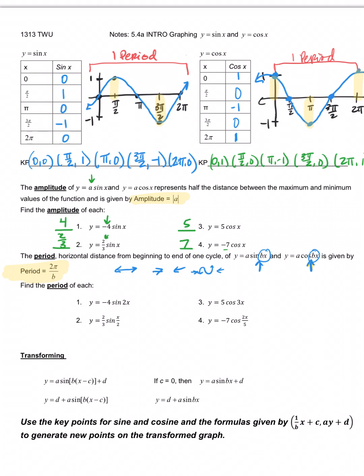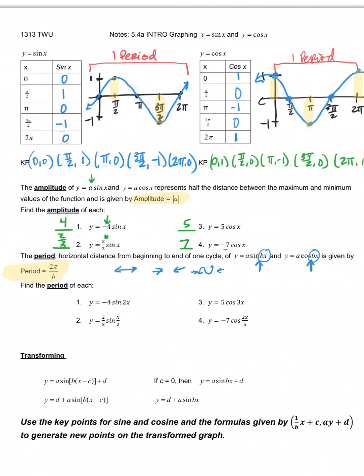So we take 2 pi, and where did 2 pi come from? Well, look at our graph. We went one full revolution around the unit circle, right? And after you've gone one full revolution, it just starts repeating. So we took the parent function that has a period of 2 pi, and we alter it by dividing it by b. So let's look at these and just practice this for a moment.